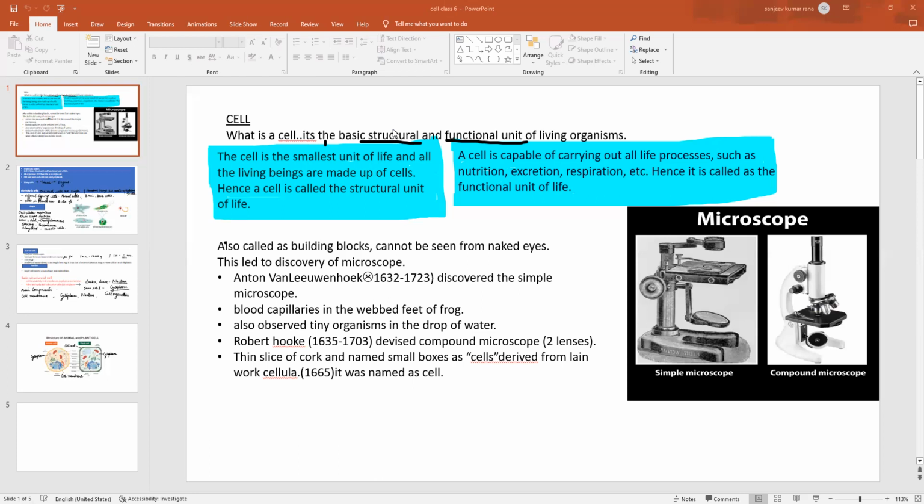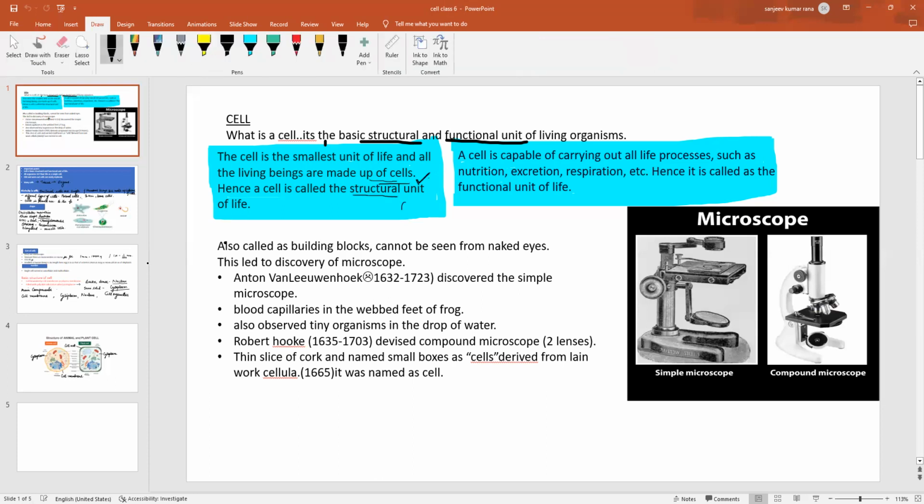So when we say it is the basic structural unit of living organisms, we imply that the cell is the smallest unit of life and all living beings are made up of cells. Hence we call it the structural unit. As the cell develops in the embryo, many cells are formed and growth happens, and every cell gets differentiated. So it gives a structure to that particular organism.